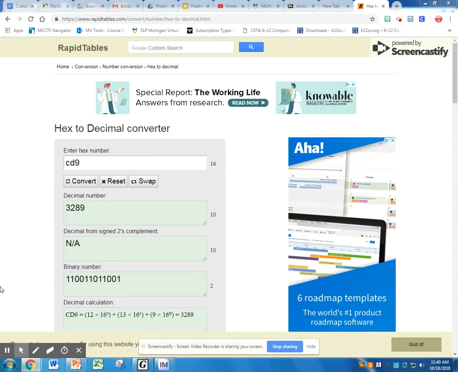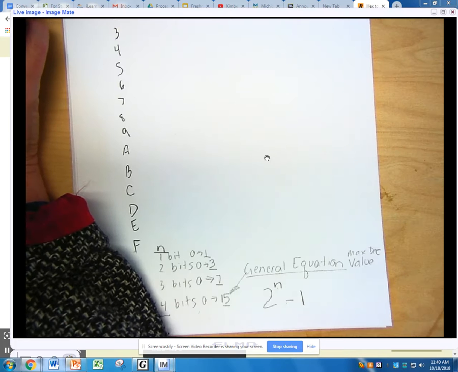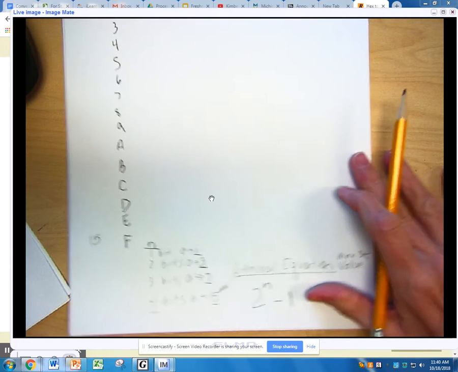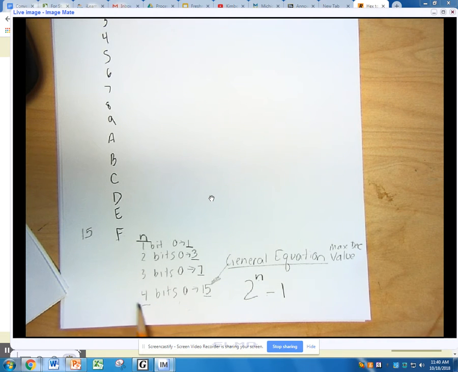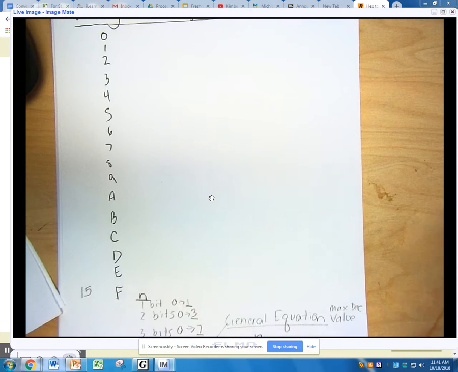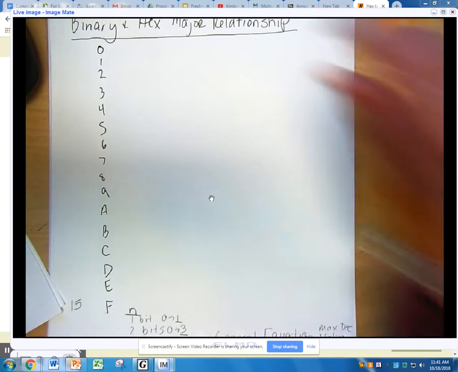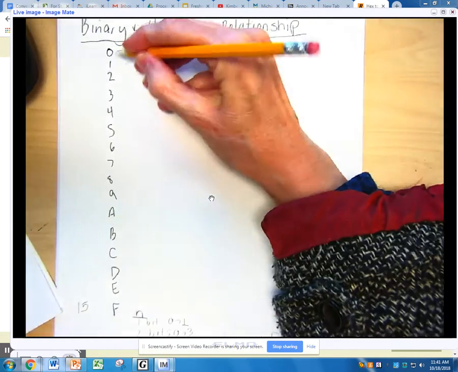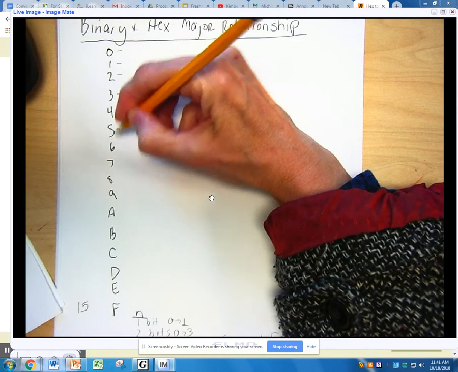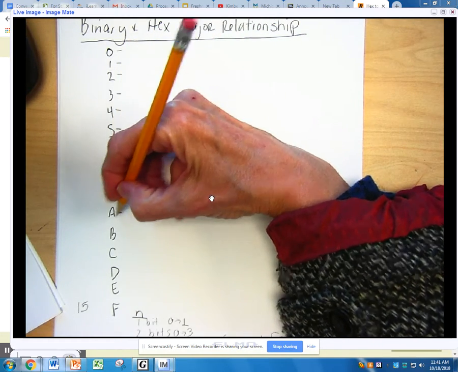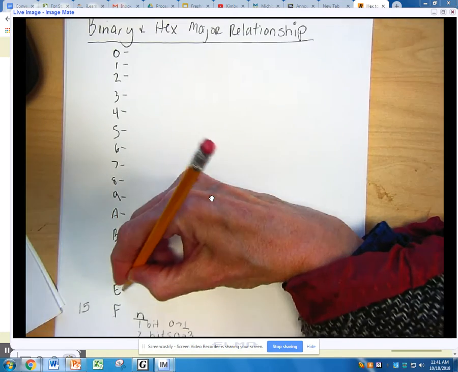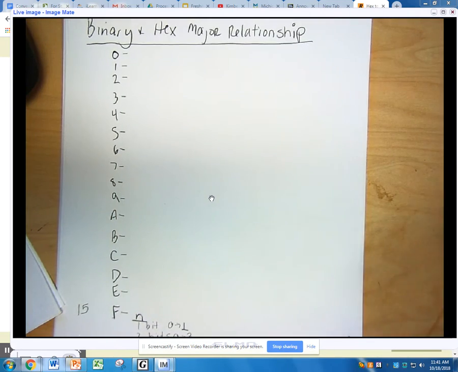Okay, so after that abrupt end to that video, let's get back to where we were. So we came to the conclusion that 4 bits are used to represent 15. The highest decimal value that we can represent with 4 bits is 15. So that means I can come up with a 4 bit pattern for all the hex numbers. So that's what we're going to do. And you're going to see here in a minute how easy it's going to be to convert from binary to hex and hex to binary.